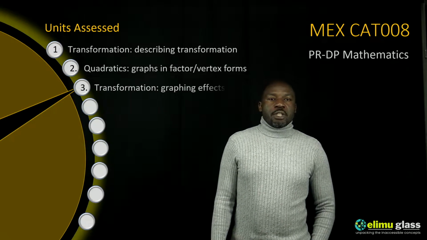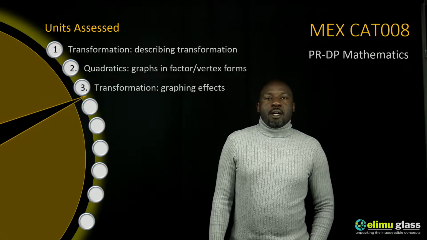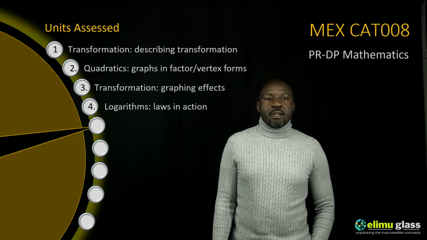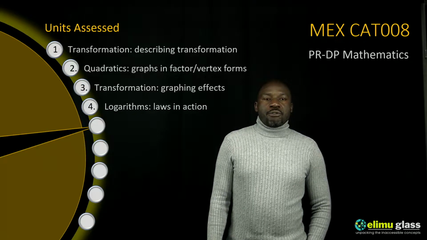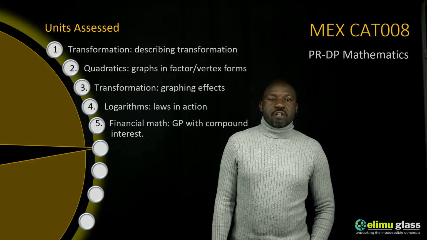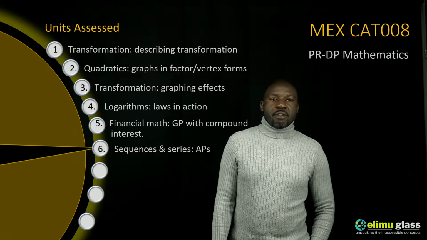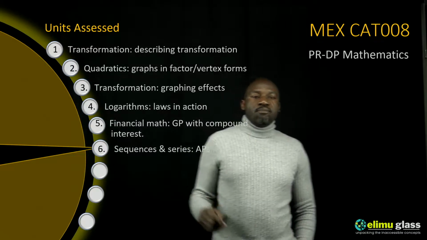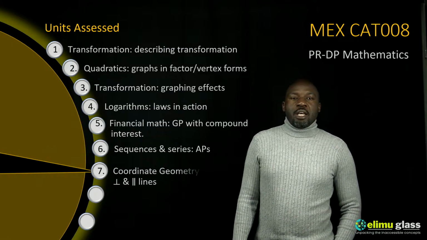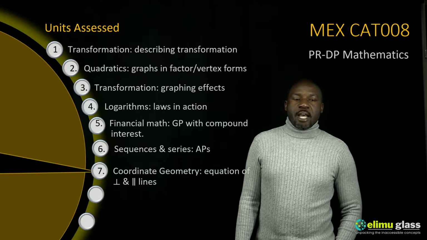Question 3 was again on transformation, basically graphing the effects of a transformation. Question 4 was on logarithms, basically the laws of logarithms. Question 5 was on financial math, basically GP with compound interest. Question 6 was sequences and series, specifically arithmetic progressions, APs. Question 7 was the last question, and this was on coordinate geometry, the equation of perpendicular and parallel lines.